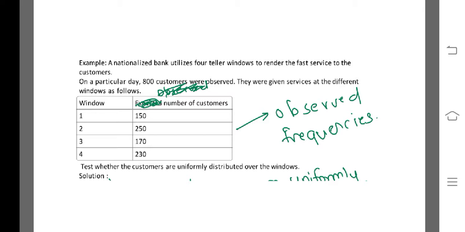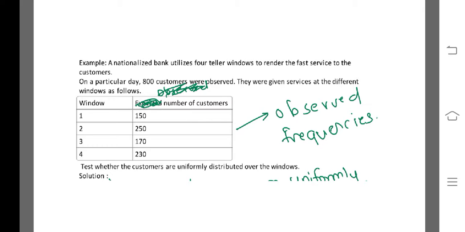A nationalized bank utilizes 4 teller windows to render fast service to the customers. On a particular day, 800 customers were observed. They were given the services at different windows as below. Window number 1, the number of customers visited is 150. Window number 2, the number of customers visited is 250. Window number 3, the number of customers visited is 170. And at window 4, 230 customers visited. Test whether the customers are uniformly distributed over the windows.